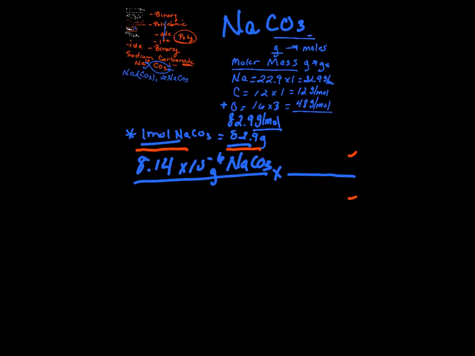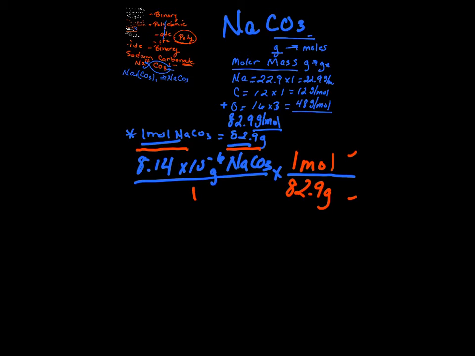Which one of these 2 represents grams? Well, it's this one. Because that's the one that has grams, I'm going to put 82.9 grams of sodium carbonate. And then the other one goes on top. If the grams is on the bottom, then the other one obviously has to go on top. So 1 mole is that many grams, always over 1. Okay, so what happens next?